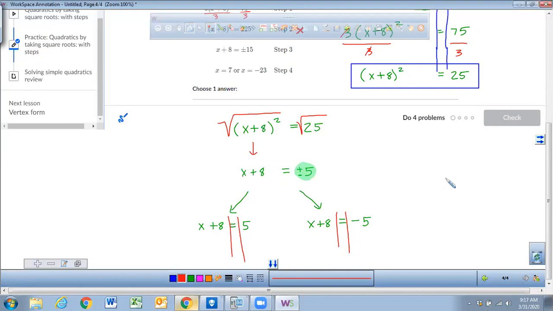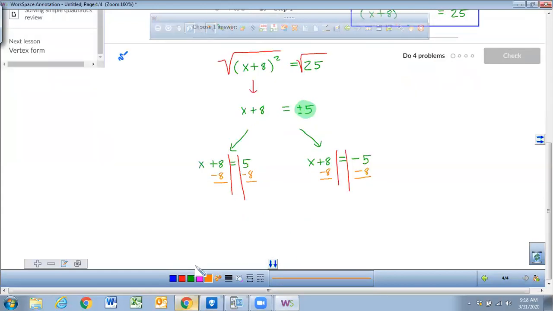And we do one last step. This is it, one final step. All we have to do is take away an 8, take away an 8. It's the same step over here. So here we have x equals 5 minus 8, which is negative 3. Over here we get x equals negative 5 minus 8, that's negative 13.